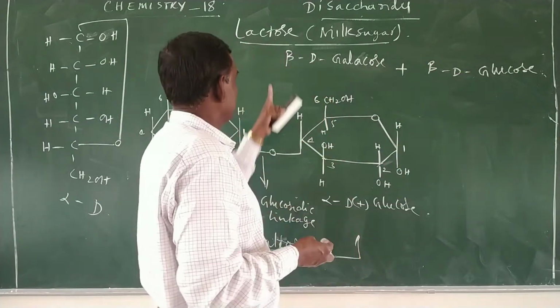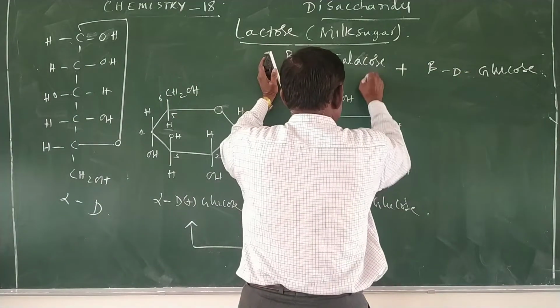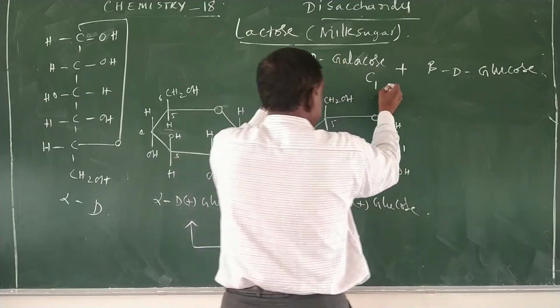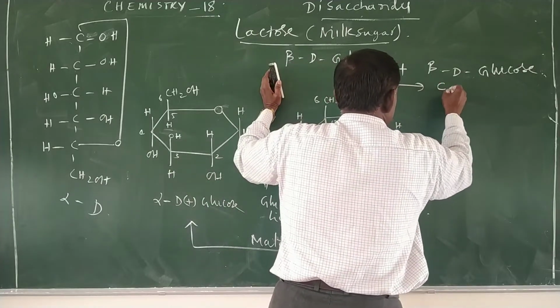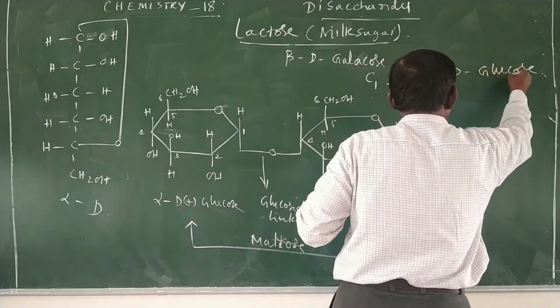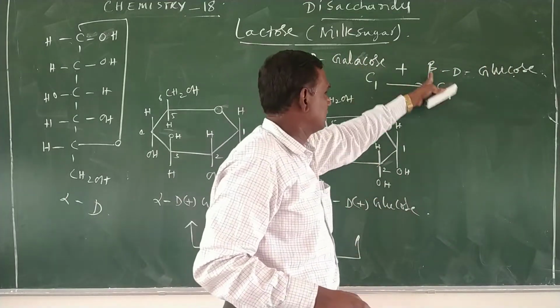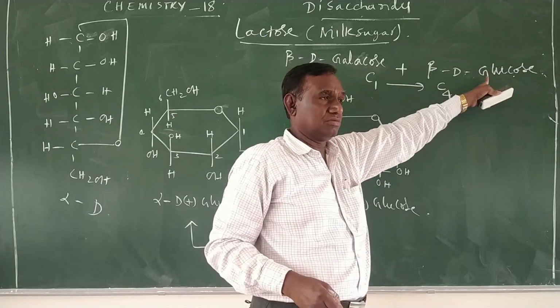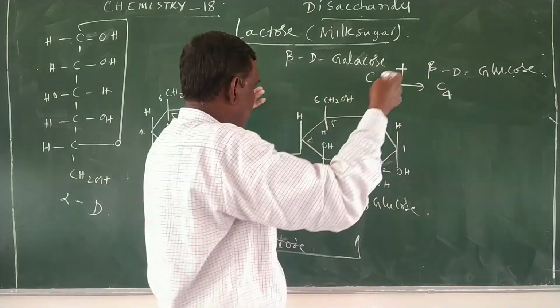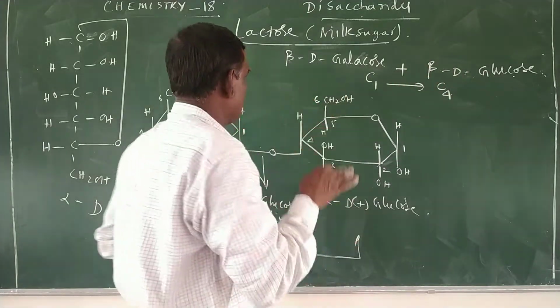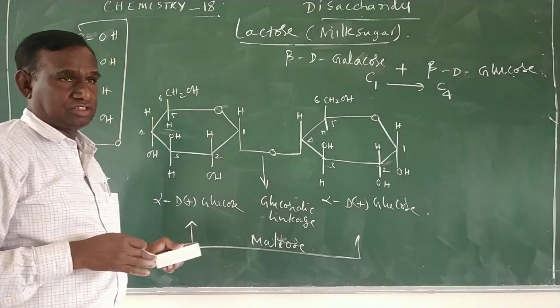But remember, C1 of galactose is linked with the C4 of what? Glucose. Okay. So this is how you can link here. So now you have to write the structure for this.